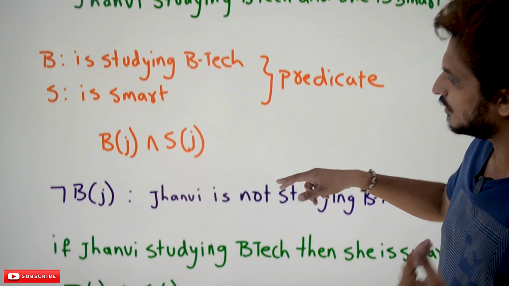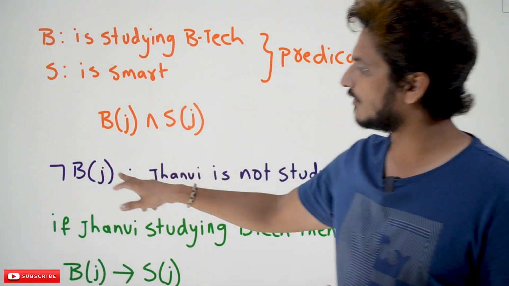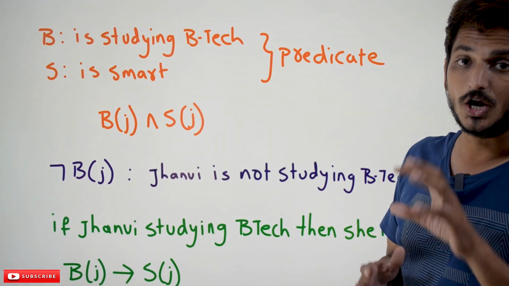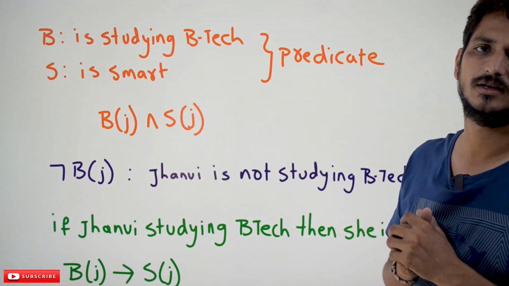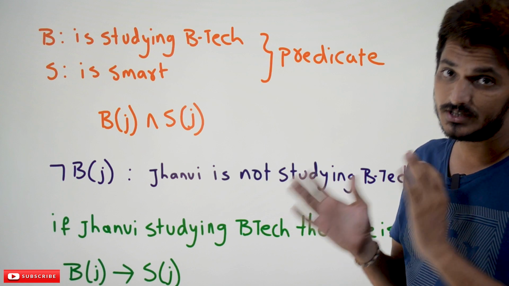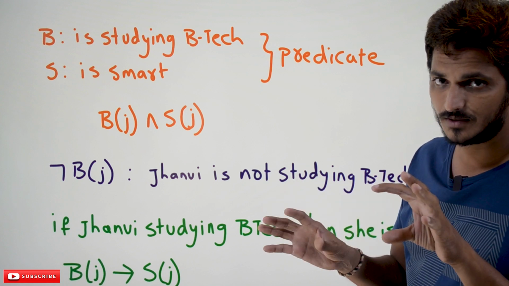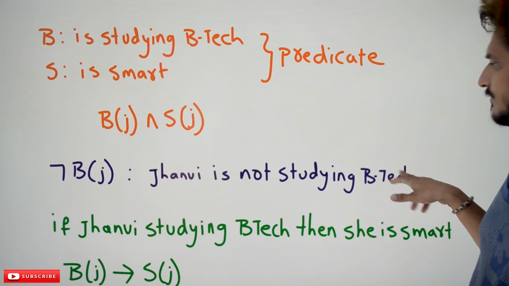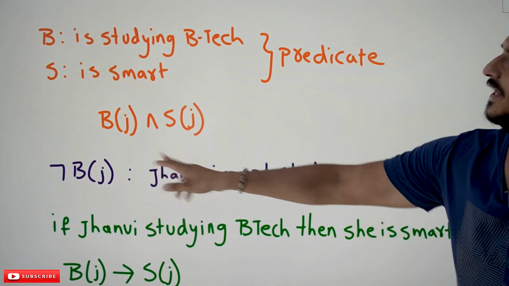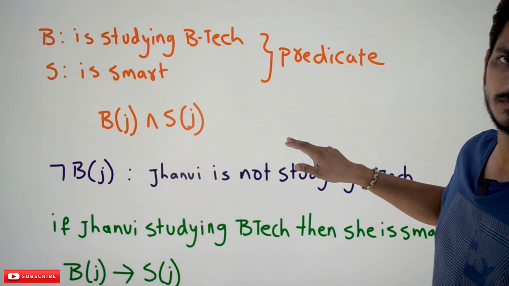Let's try to understand one more example, negation of B of J. What's the meaning of that? Not B of J. B of J means Jhanvi is studying BTech. Not B of J means Jhanvi is not studying BTech. This is how we write the negation of B of J.